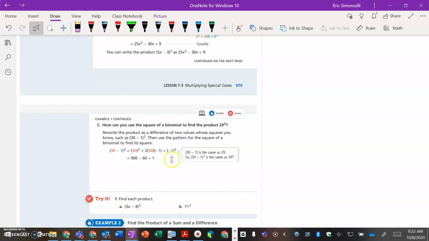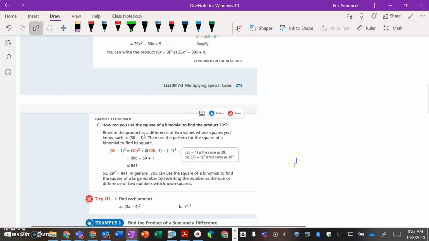Here's the pattern. So you can see they took 30 minus 1 quantity squared. The pattern speaks to a squared plus 2ab plus b squared. This is, of course, 900. You could test this if you'd like on your own, if you're having difficulty doing this without a calculator. These multiply out to negative 60. And then this ends up just being 1. So from there you have 900 minus 60 plus 1, which ends up being 841. And yes, if you double check on your calculator, 29 squared is in fact 841.